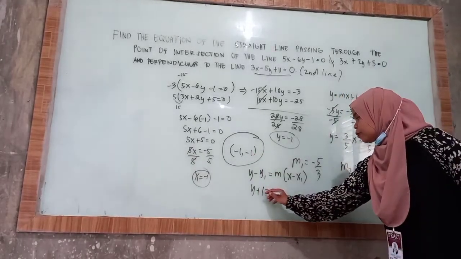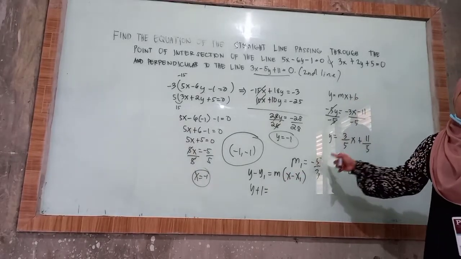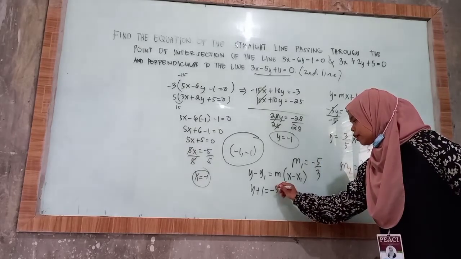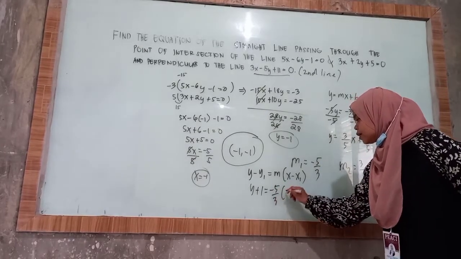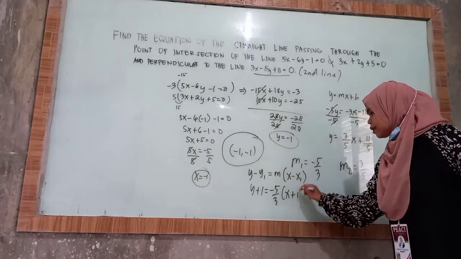And then my slope, ano yung slope ko? 3 over 5 or negative 5 over 3? This negative 5 over 3. So, yan yung gagamitin natin. Negative 5 over 3. And then, x minus negative 1. So, that is plus 1.